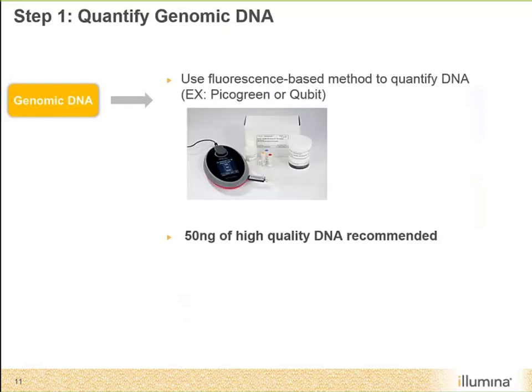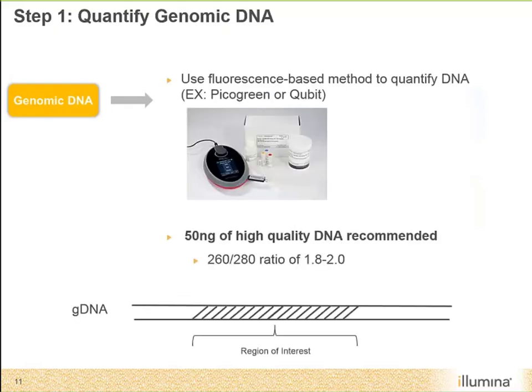So if you go to the first step to quantify genomic DNA, we want to make sure that we're using a fluorescent-based method to quantify the DNA. In this case, we either recommend PicoGreen or Qubit reagents. For this particular kit, we recommend that 50 nanograms of high-quality genomic DNA is used. You can always check the quality using a NanoDrop measuring the 260/280 ratio, and it should be anywhere between 1.8 and 2.